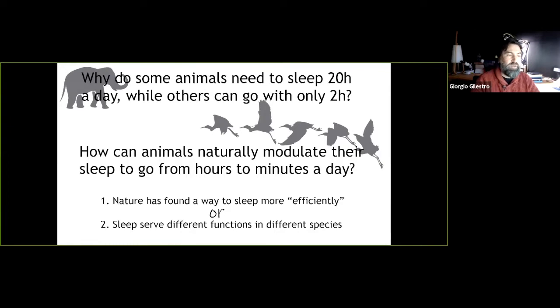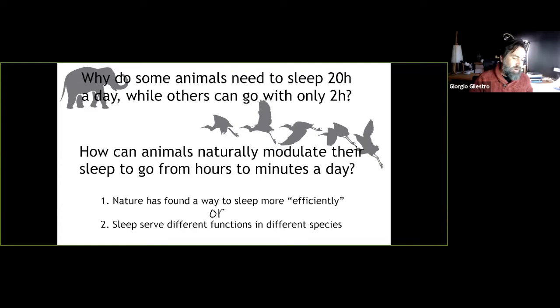Now, explanation number one is still problematic, because then you might argue, if nature really has found a way to condense our sleep need from several hours to 2 hours or few minutes, then why don't we always do it? Why don't we just sleep a few minutes a day, all of us, all of the animals in the animal kingdom? If that efficiency exists, why don't we take full advantage of it? Why only some animals, in fact, do take full advantage of it?